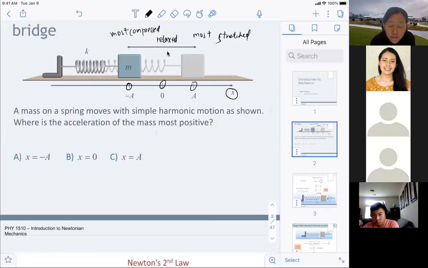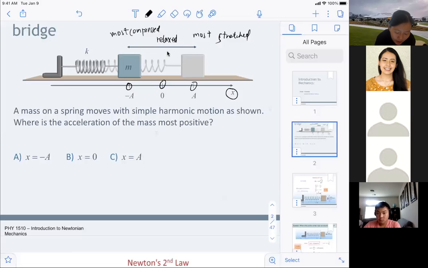I think it would be negative A, because if 0 is our equilibrium point, when it's at A, the force from the spring will be on the left trying to get it to 0. So that would be negative acceleration. But at negative A, the force is pushing to the right, trying to get it to 0. So that's when it's most positive.